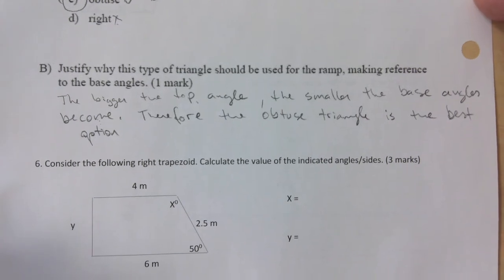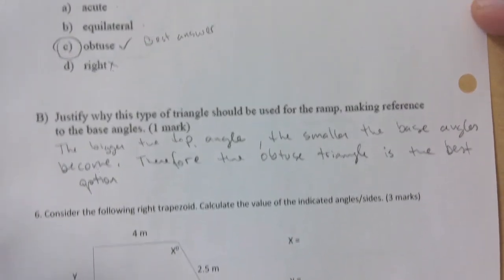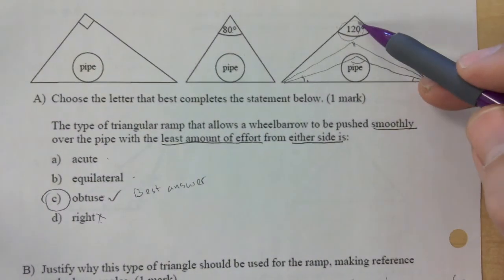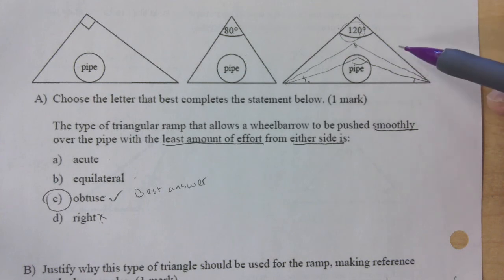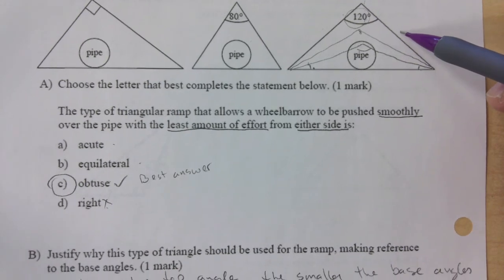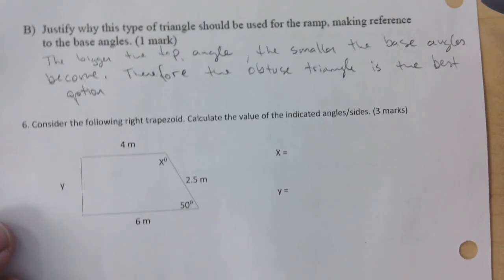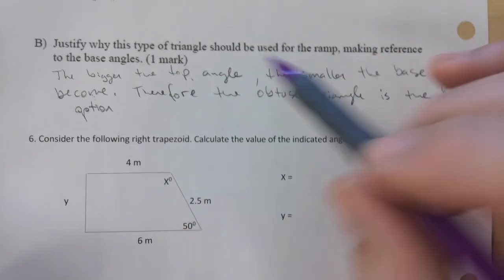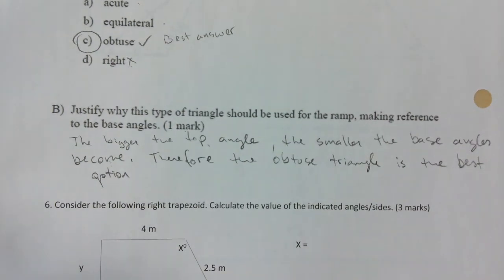Okay. And by the way, just going back up, this is an obtuse and it's isosceles, right? Because if it hadn't been isosceles, then it wouldn't work out. One side would be smoother than the other. All right, so you get 1 mark for justification, 1 mark for choosing the best answer.